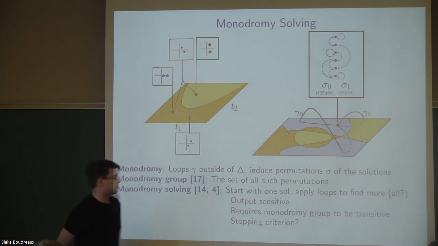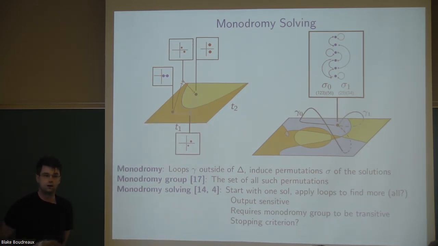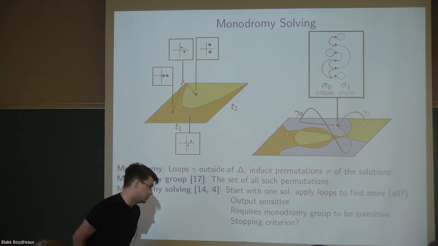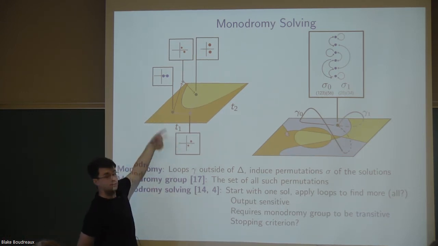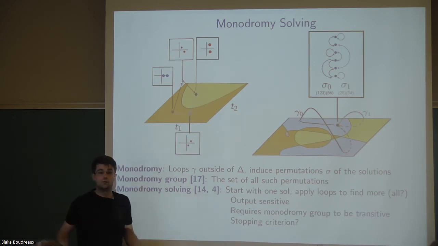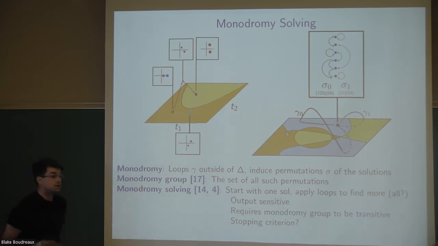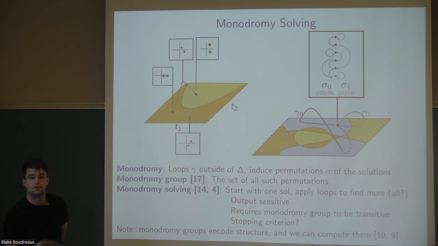So there's an output sensitive algorithm. It depends on how many solutions there are. It requires the monodromy group to be transitive. And a big question is, is there a good stopping criterion? How do I know I found all of them? Maybe I keep on accidentally taking loops not around the discriminant locus because I never find anything. I'm like, oh, I guess there's one solution to this quadratic equation. So that's something that could happen. In practice, it doesn't. In practice, you really do find all solutions quite quickly. It also allows you to compute the monodromy groups of parametrized families. And these are interesting in their own right because they encode symmetries of your problem.